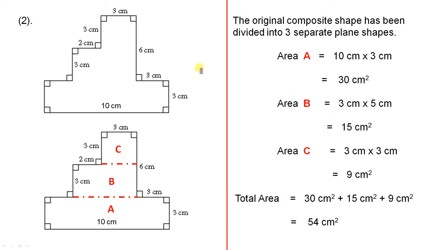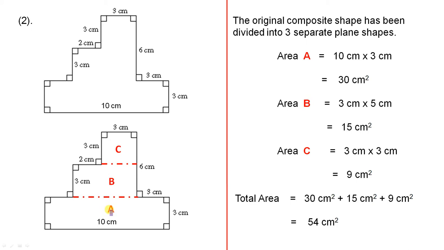Here's another one. Let's look at this one here. It's quite complicated, so we've taken this shape down here and I've done three dotted lines, or two, sorry. There's one dotted line there, one dotted line there, so we have shape A, B and C. We can see that each of these is either a rectangle or a square. So the original composite shape has been divided into three separate plane shapes.